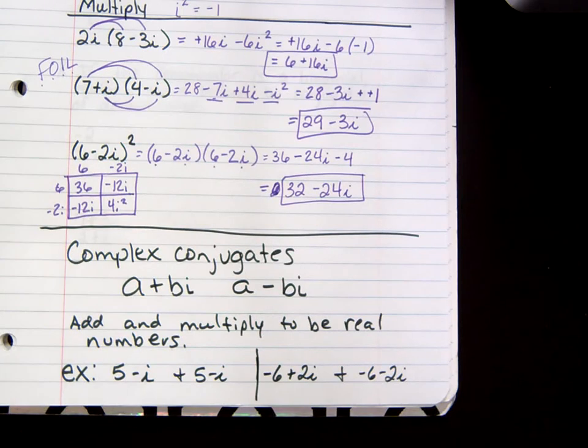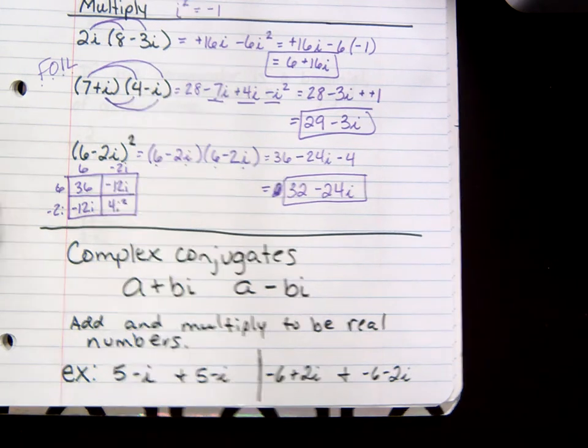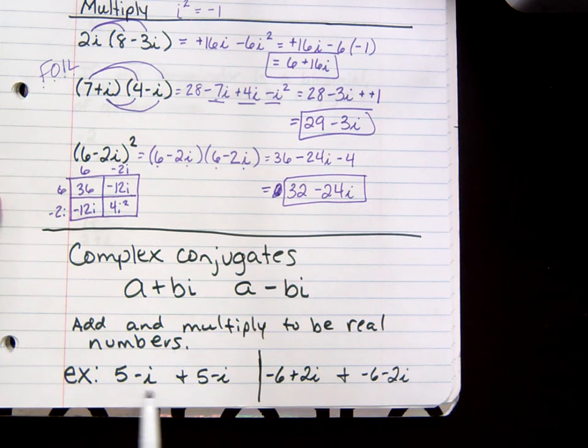Now, there's something called a complex conjugate, which are two complex numbers with the same real and imaginary terms, but one's adding, one's subtracting. Now, the complex conjugates, if you were to add them together or to multiply them together, you will always get a real number. Like 5 minus i and 5 plus i.